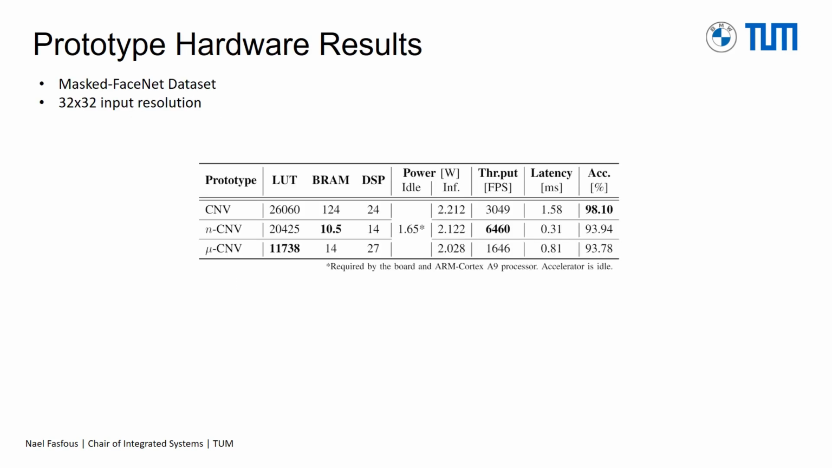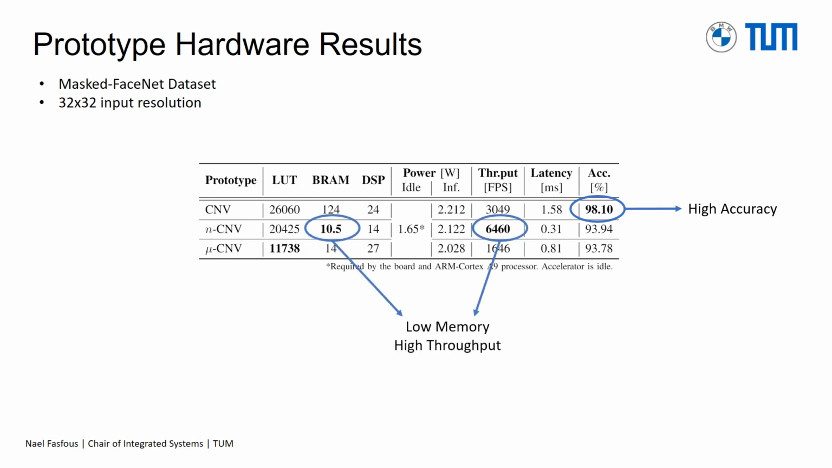Here we have the hard results of our 3 prototypes. We can see that the conv architecture is indeed the one with the highest accuracy, although it requires a lot of BRAM resources and lookup tables. Next, we have the nanoconv architecture, which achieves our goal of reducing memory requirements of the design while increasing the throughput.